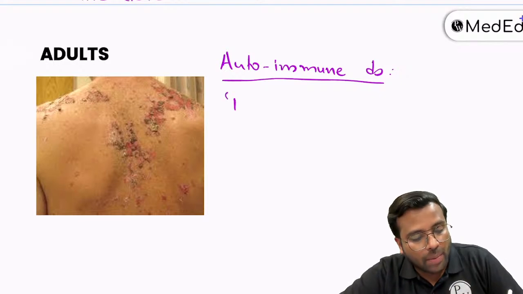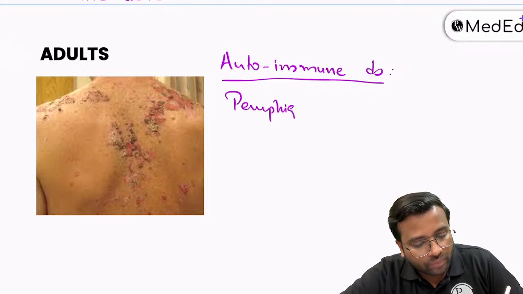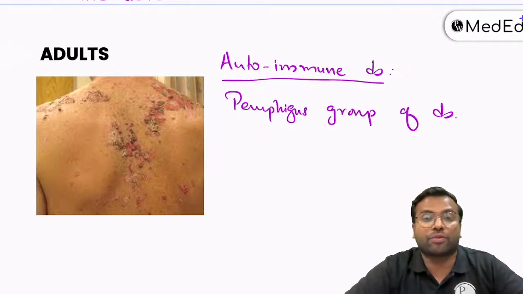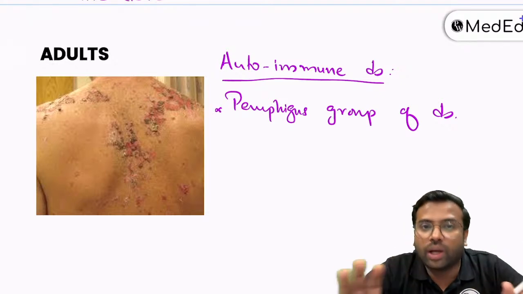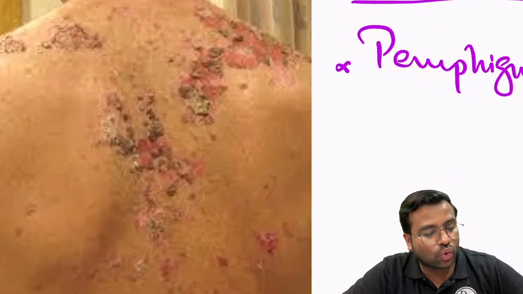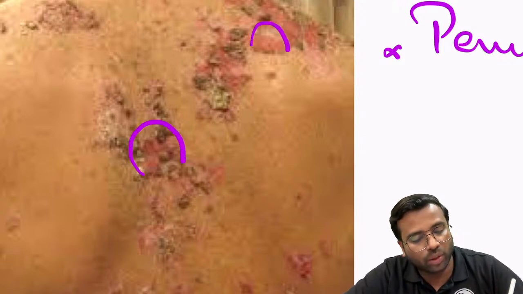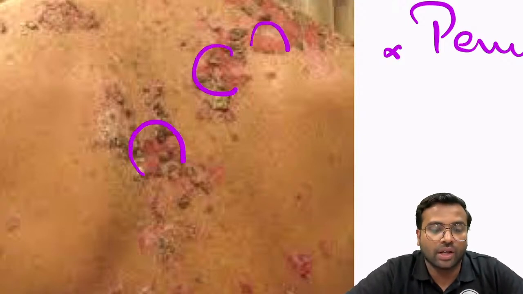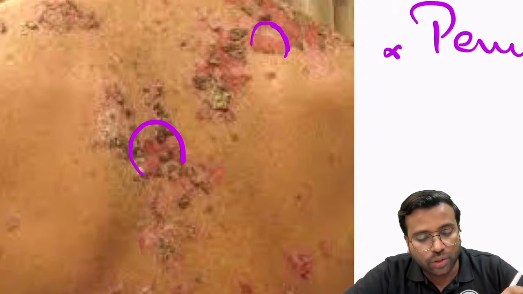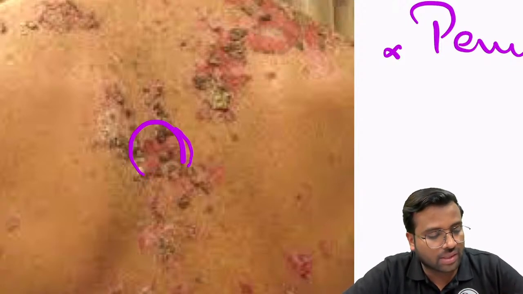For example, it can be the pemphigus group of diseases, where you can find multiple bulla over the trunk, and these bullae may also rupture. If I zoom this image for you, this would have been a patient who had a bulla here, a bulla here, a bulla here, isn't it? Over the course of the disease, this bulla has ruptured, and this bulla has also ruptured. This has also ruptured.